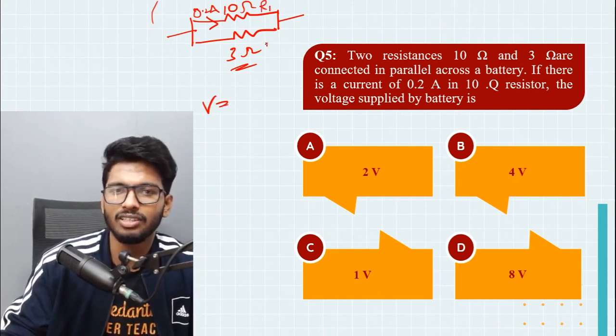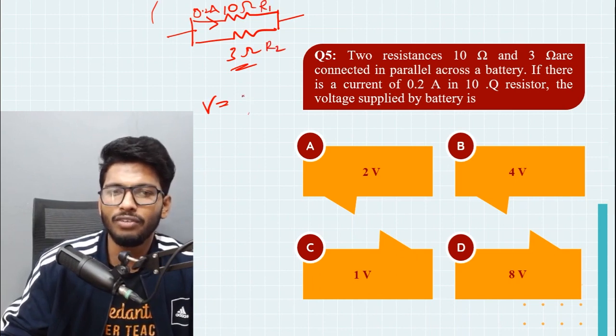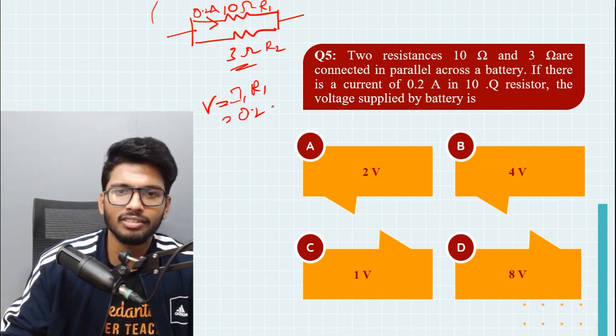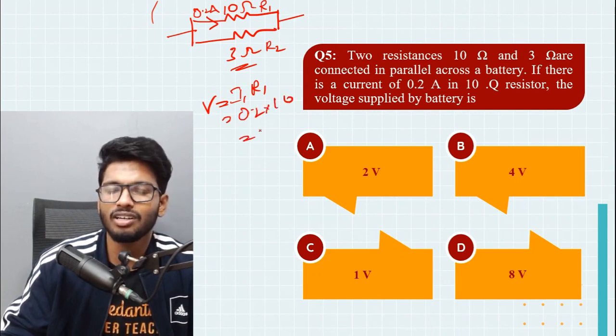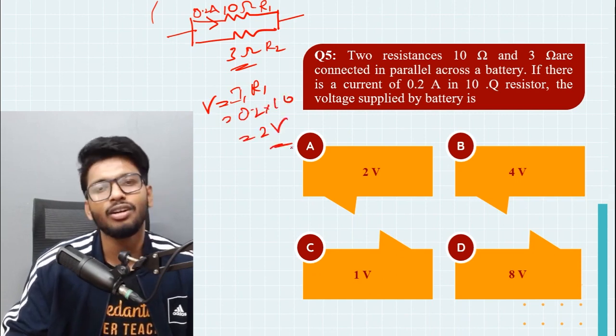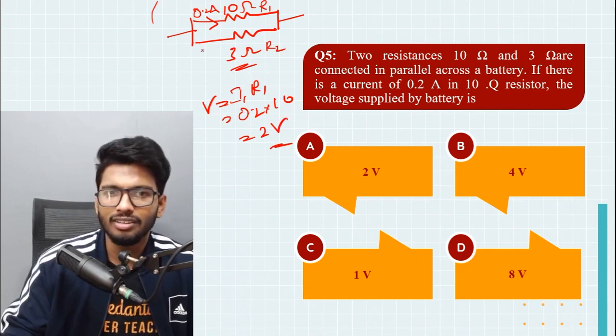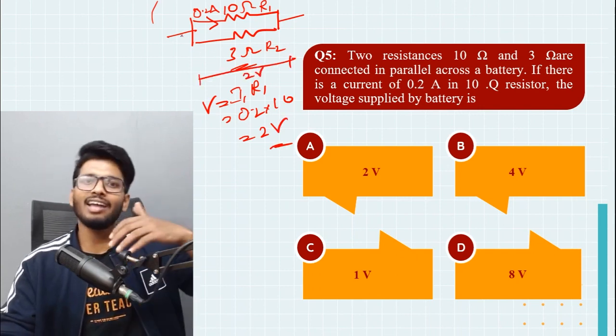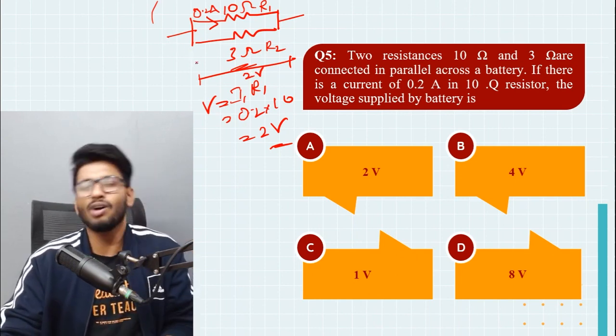Let's talk about the potential difference across the first resistor. We'll take it as R1, this is R2. So V is equal to I1 into R1. I1 is 0.2 amperes and R1 is 10, so the potential difference is 2 volts. If that is 2 volts, this will also be 2 volts, because they're both connected in parallel, and the potential difference applied by the battery will also be 2 volts.